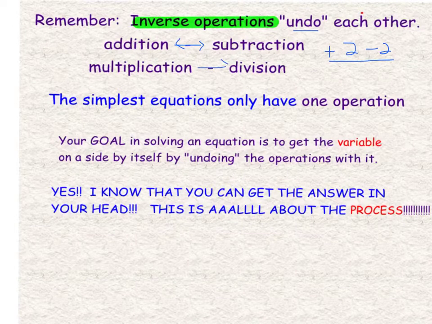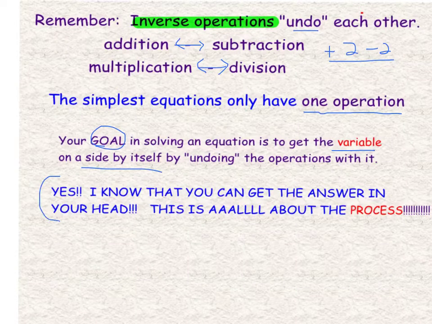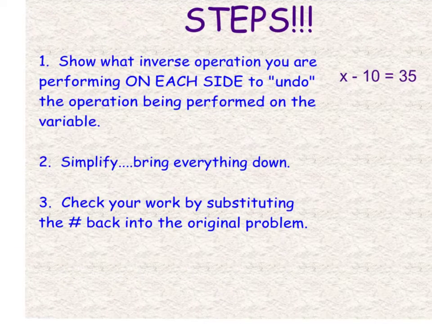Multiplication and division are inverse operations. They undo each other. So the simplest type of equations only have one operation, and that's what we're working on today. Your goal is always to get the variable on a side by itself, even with more complicated equations. And yes, I know that many of you can get the answer in your head, but this is all about showing your work, using the properties of equality.